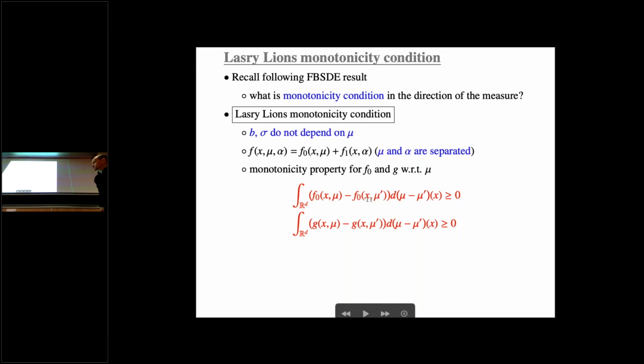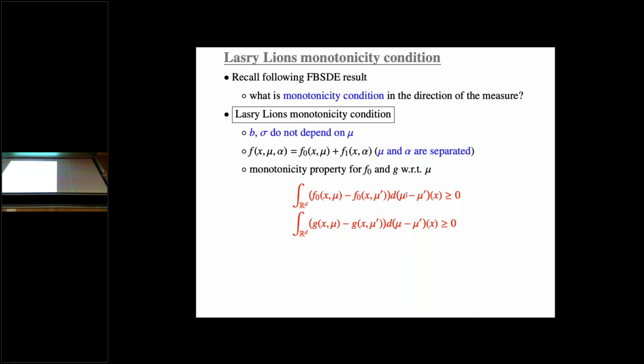You take mu and mu prime, two probability measures, you compute the cost at the same x, you integrate against the difference mu minus mu prime, and you require this to be non-negative. And you do the same for G. If you do that, I'm claiming that you get uniqueness. I think I have enough time in 8 minutes to show you why. This is the main assumption that you will find in the literature about uniqueness.